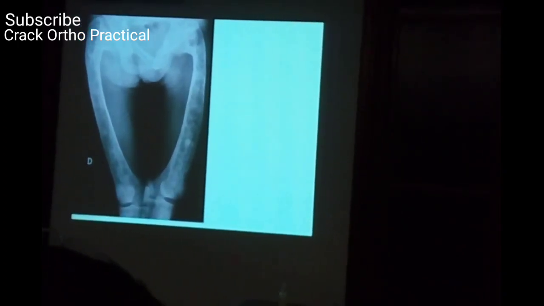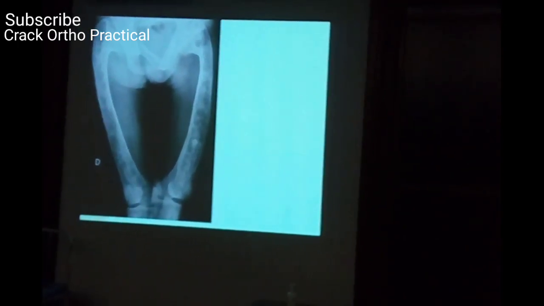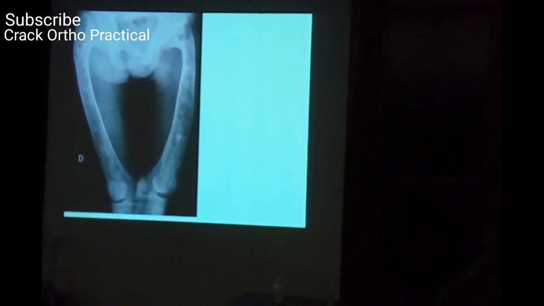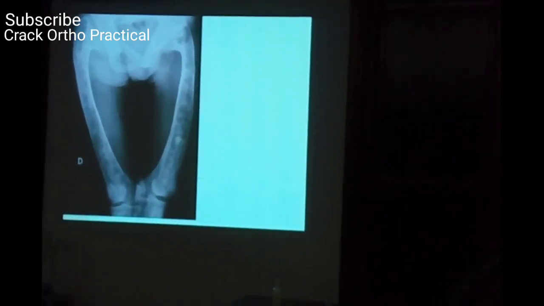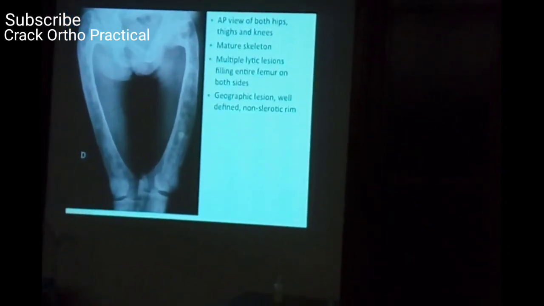Polyostotic. What is Shepherd's Crook deformity? Coxa vara. Sir, lateral bowing of the proximal femur. Yeah, you first said that coxa vara, which is known as a Shepherd's Crook deformity. Polyostotic fibrous dysplasia.